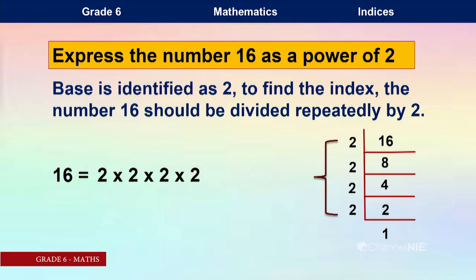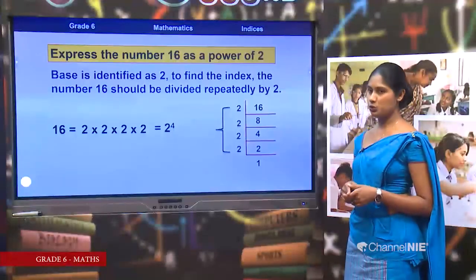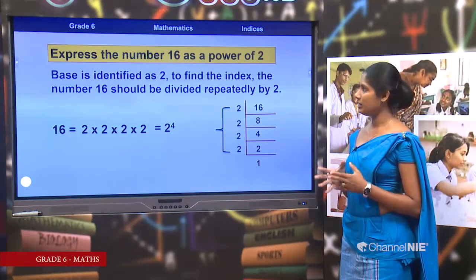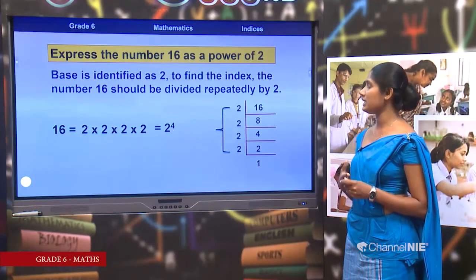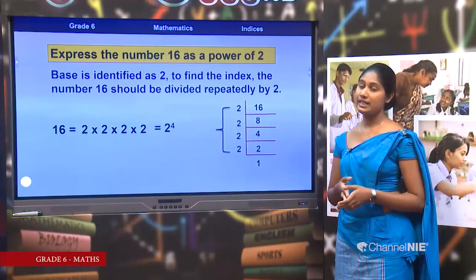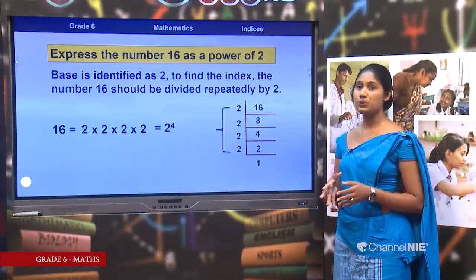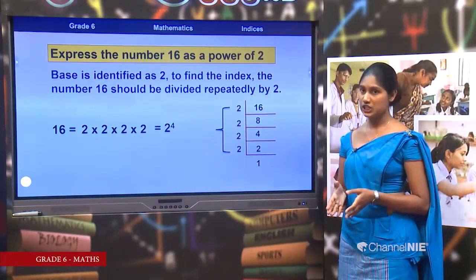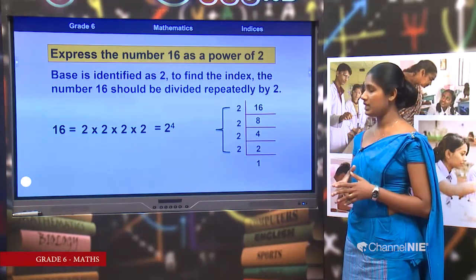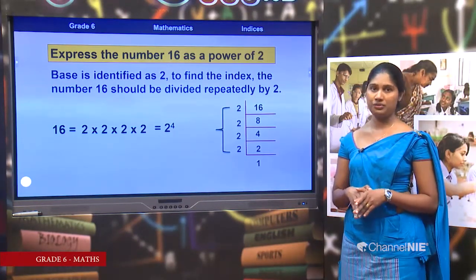Then 2 multiplied by 2, multiplied by 2 and multiplied by 2. Those I have used to divide 16. Then you know how to write this using index notation, that is 2 to the power 4. So I found the answer to express the number 16 as a power of 2. Then you can tell the answer, my dear children, 16 you can write as 2 to the power 4. 16 you can write using the base 2, that is 2 to the power 4.